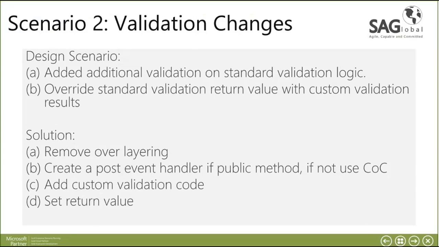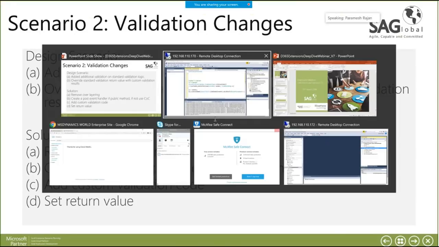Moving on to the second scenario. The second scenario is slightly a variation, but again a common scenario we have seen. The requirement is an additional validation to the standard validate field method and setting the return value to the custom validation result. The solution here is to create a post-event handler if it is a public method. You add the custom validation and then set the return value in your custom code. Let's go back to the code.